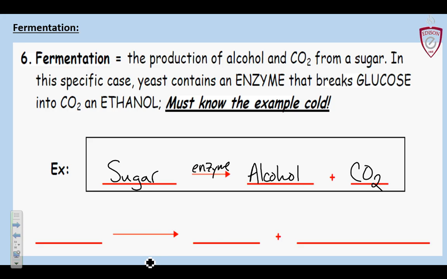Wine is fermented. I really don't know if we need to write that again. No, I would be writing the same exact thing. So fermentation is making alcohol as a product.